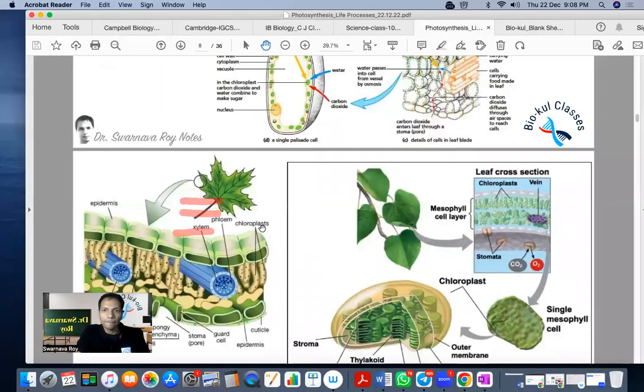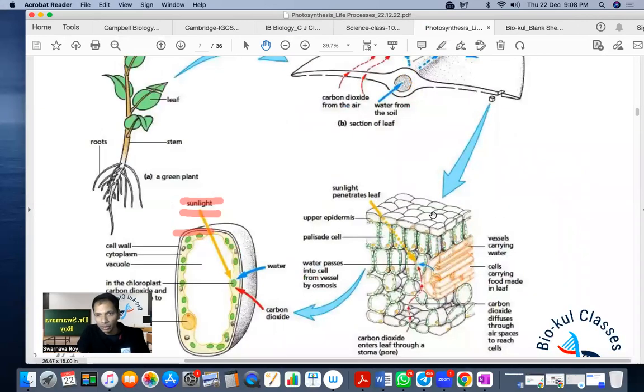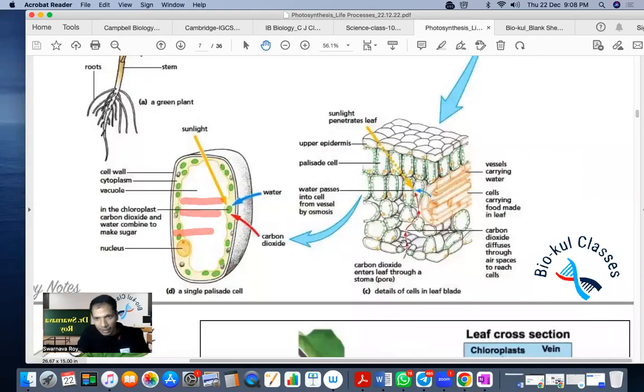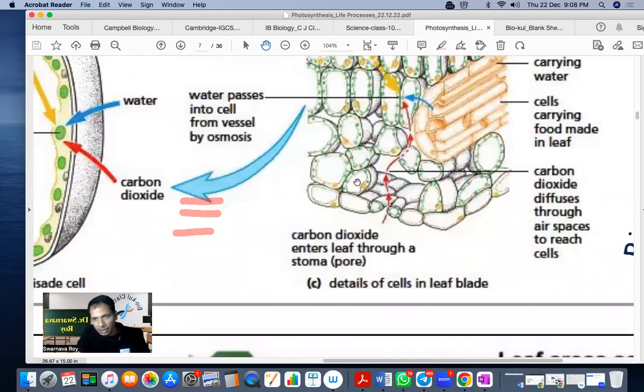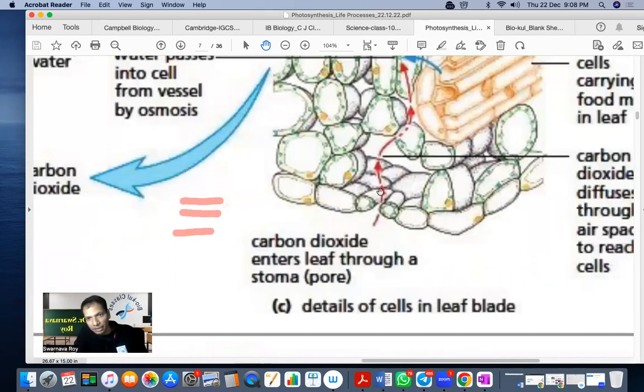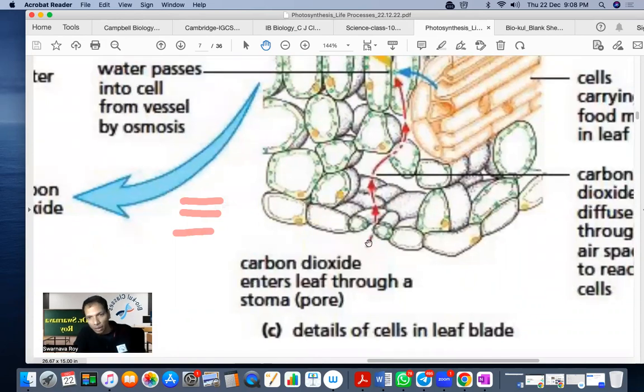So now, if we look at this picture, we see how the carbon dioxide is entering through the stomata. You see, these are on the lower epidermis. Stomata are basically pores, and these pores allow gaseous exchange into a leaf. As we magnify this, the stomata is guarded by two cells called the guard cells.